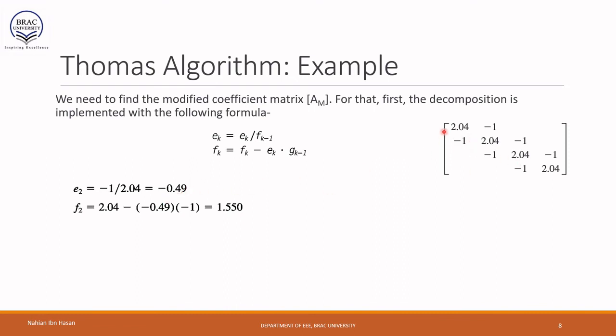So this is a dynamic approach. We determine one value and using those values we determine the subsequent values. So let's see, here we have substituted the F2 value, which is 2.04. Then we have used minus E2. What is E2? E2 is minus 0.49 times G1. What is G1? G1 is this, which is minus 1. So after calculating these values, we will get the F2 value, which is 1.550.